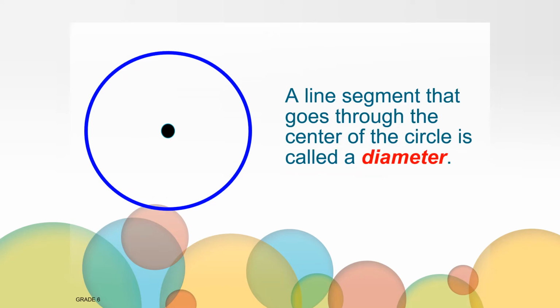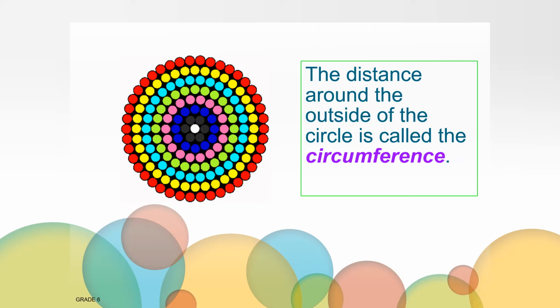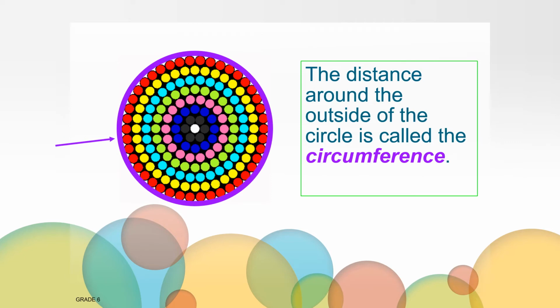A line segment that passes through the center of the circle is called the diameter. There are an infinite number of diameters in any given circle. A line segment that starts in the center of the circle and extends to the edge is called a radius. The distance around the outside of the circle is called the circumference. We can think about circumference as the perimeter of the circle.